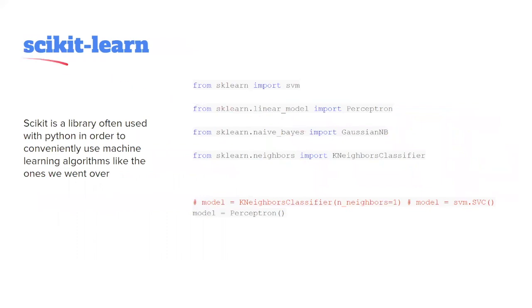Okay, Scikit Learn. Scikit Learn is a library often used with Python in order to conveniently use machine learning algorithms like the ones we went over. Everything we just covered are different types of machine learning techniques that can be used to improve your code or solve certain problems. Just always keep in mind that not all of these techniques are going to work with all types of problems, and you really have to think about which one you're trying to use. And there's a lot more techniques than the ones we went over. Scikit Learn is just a library used in Python to help solve these problems.